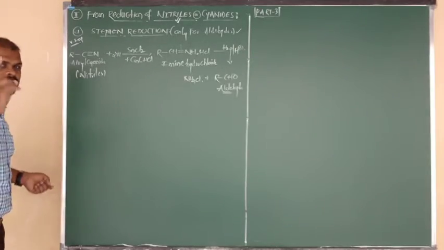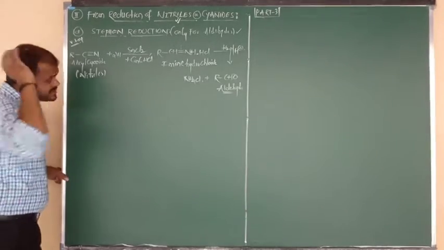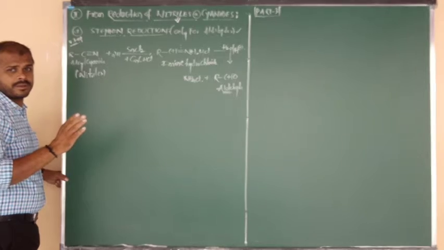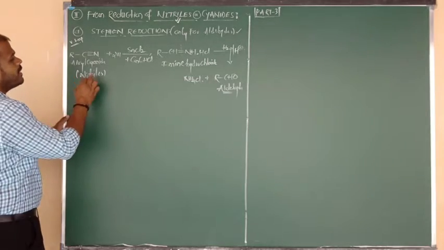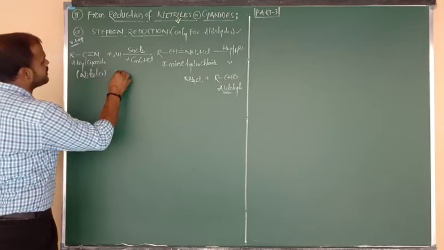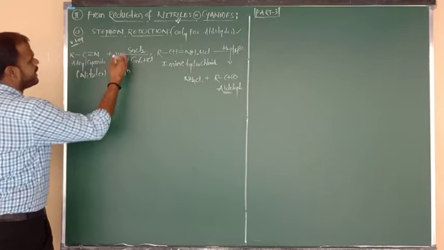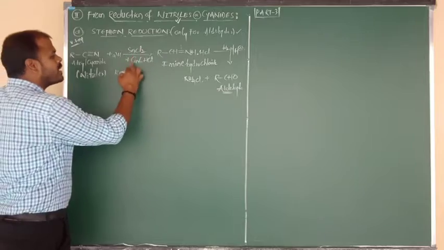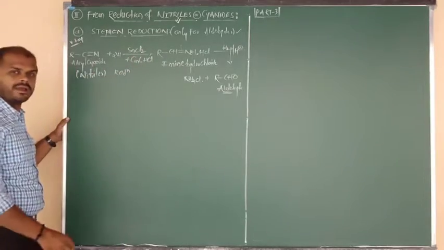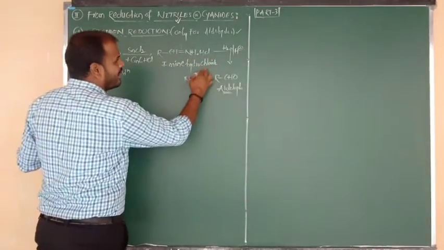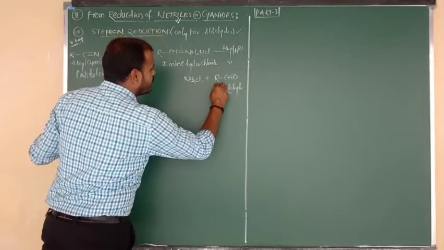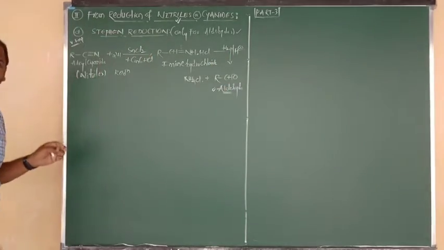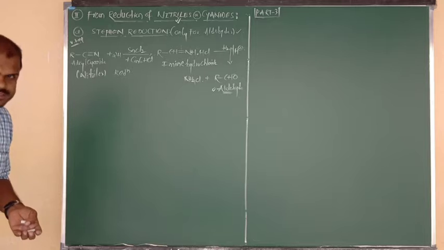Now 2 examples, very easy for you. First of all, try to remember the main statement, beta. Nitriles upon reduction. What is meant by reduction? Reduction means addition of hydrogen. So nitriles upon reduction with stannous chloride plus concentrated HCl give imine hydrochloride, and followed by hydrolysis, the product formed is nothing but what, beta? Aldehydes. I hope you understand clearly.